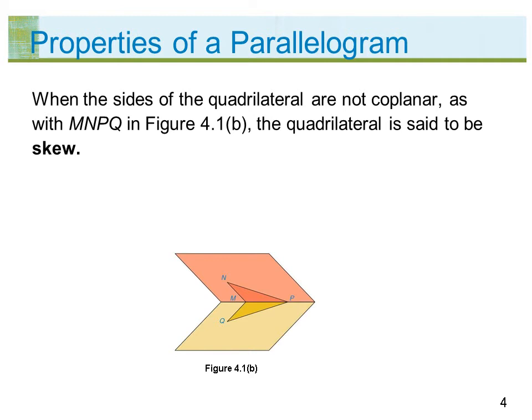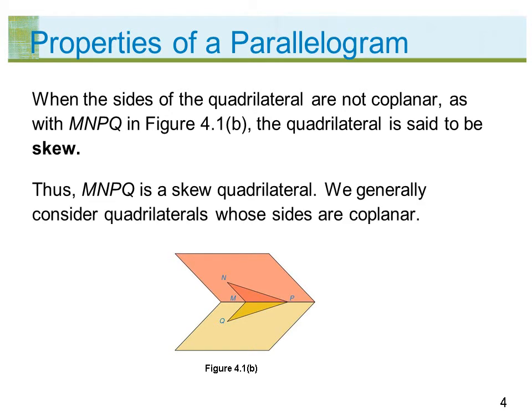When the sides of the quadrilateral are not coplanar, as with MNPQ in Figure 4.1b, the quadrilateral is said to be skew. Thus, MNPQ is a skew quadrilateral. We generally consider quadrilaterals whose sides are coplanar.